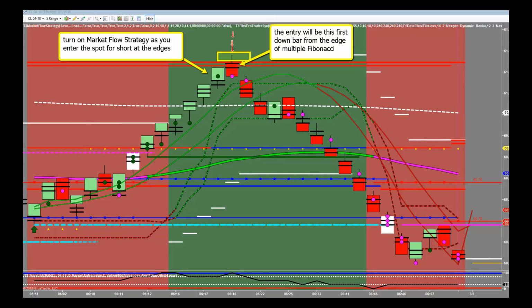Very simple. You have to wait for confirmation from the 5 range chart, because if it never gives a reversal bar, the market could keep going to the upside. So again, the reversal bar from the multiple time frame Fibonacci edge is the entry for your counter trend trade short from multiple time frame Fibonacci resistance.